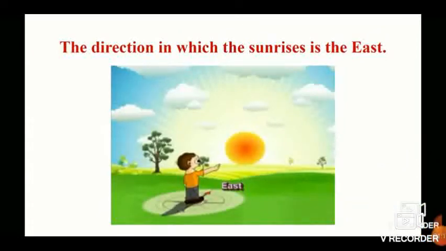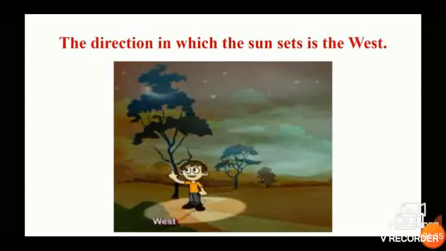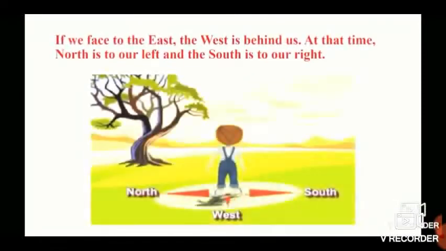Yes, you can see in the picture the sun rises in the east side and the boy is facing towards the sun. Every morning when we get up, the sun always rises at the east side. Now what is this? Here is the direction where the sun sets, and the sun sets at the west side. So sun rises at the east and sets at the west side. So these are totally opposites.